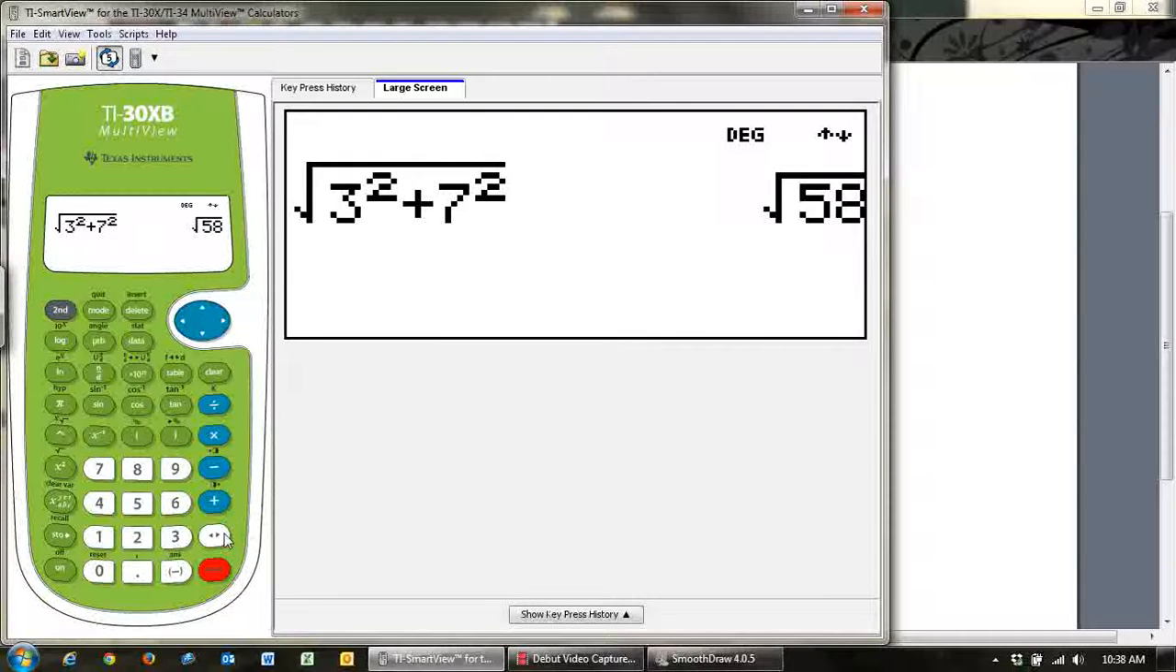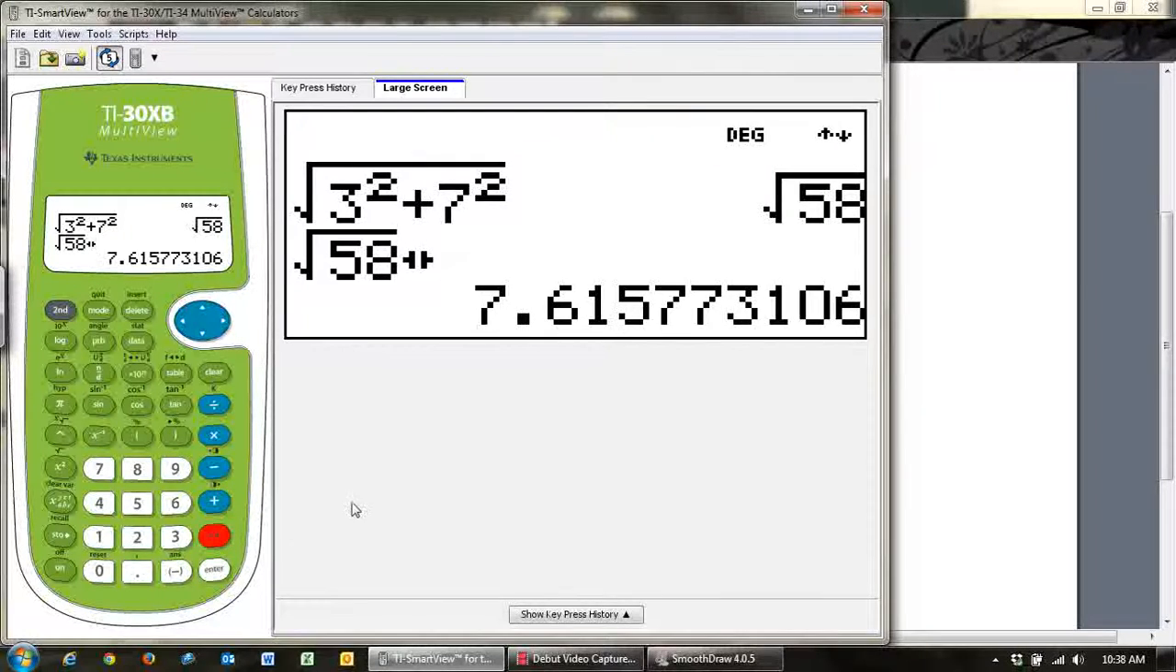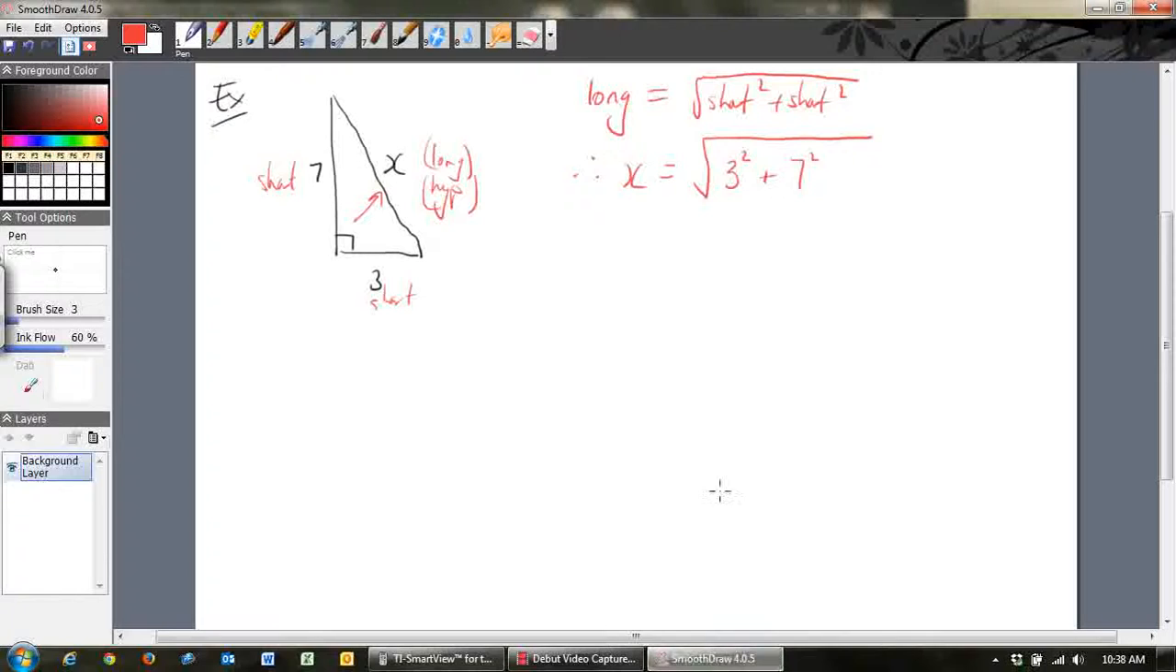That's a nice exact answer. If you want an approximate answer with decimal places, press the left and right arrow key and that'll give you your approximate answer. So root 58 equals 7.62. The question didn't have units in here, no meters or centimeters or anything like that, so just units. And that's all there is to Pythagoras.